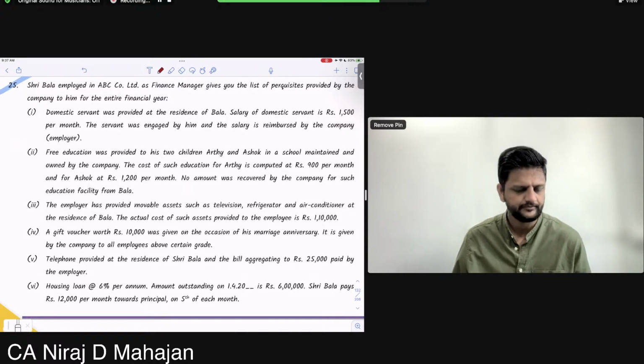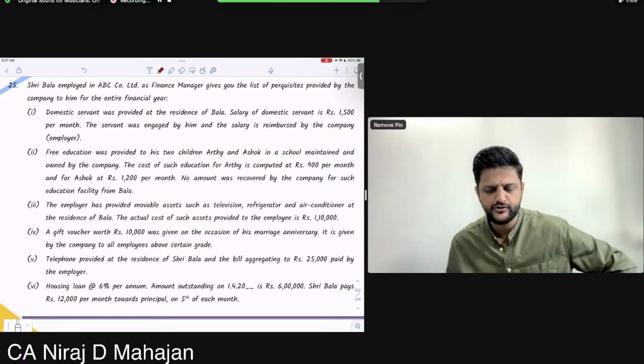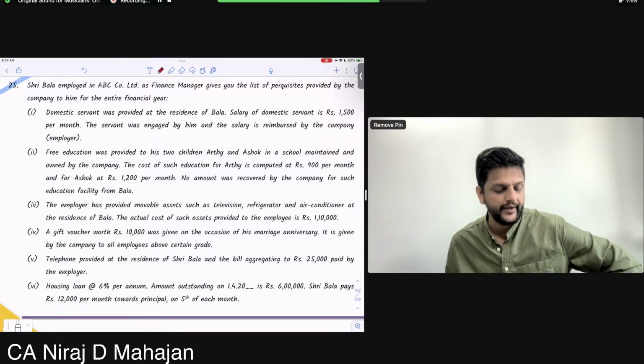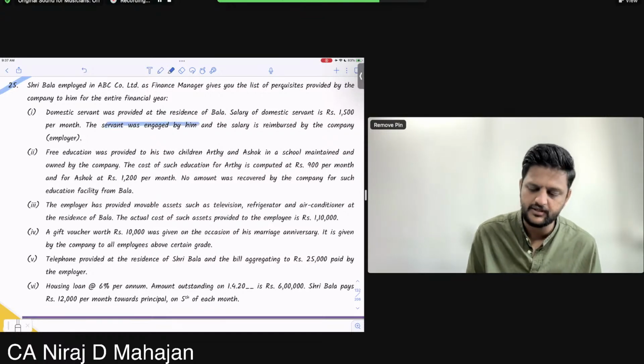Question number 25. Sri Bala, employed in ABC Company Limited as finance manager, gives you a list of perquisites provided by the company to him for the entire financial year. Domestic servant was provided at the residence of Bala. Salary to domestic servant is 1500 per month. Servant was engaged by him, that means he hired the servant, and salary is reimbursed by the company.